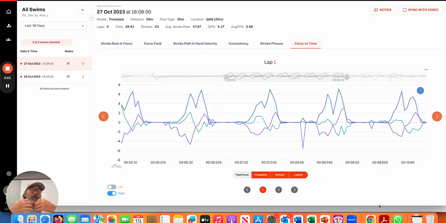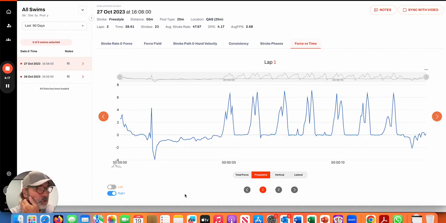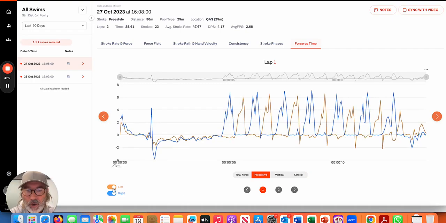So you can see it's very easy to identify where those 3 phases are. The glide goes from here to here, and then this blue is his propulsive phase, so you can see he's starting to pull. So recovery, glide, pull, exit. Recovery, glide, pull, exit, and so on. Nice and simple. Now, let's have a look at this. We'll go back to both hands.